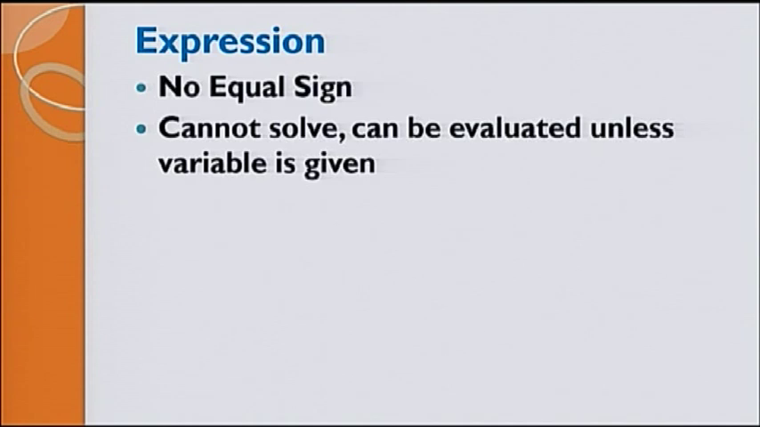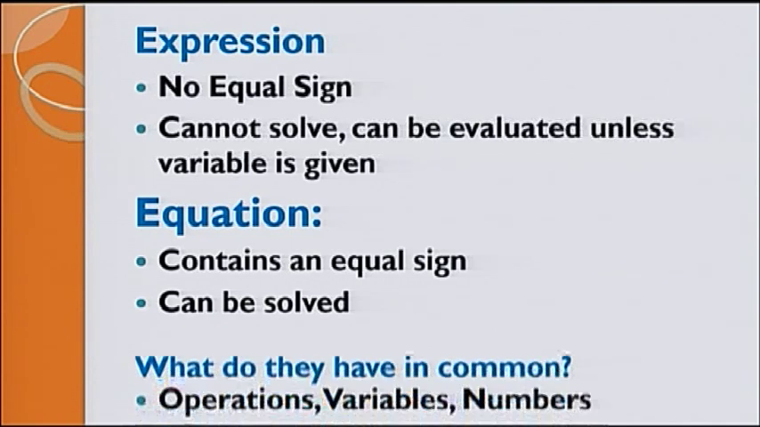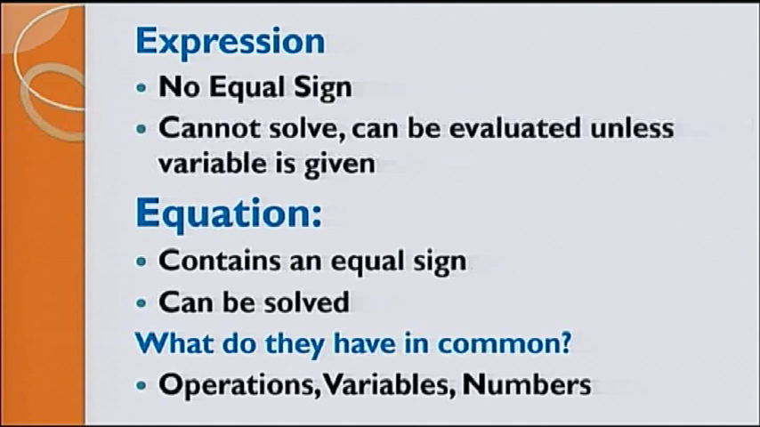Expressions: no equal to sign, cannot solve unless given a variable, and they can be evaluated. Equations: they have an equal to sign, must solve for the variable, and we can solve them. What do they have in common? Both have operations, they have variables, and they have numbers.